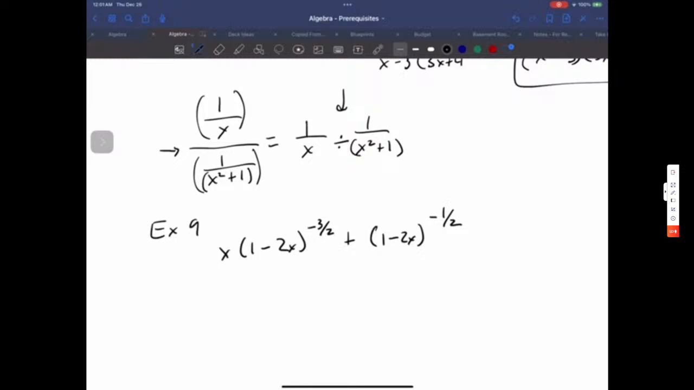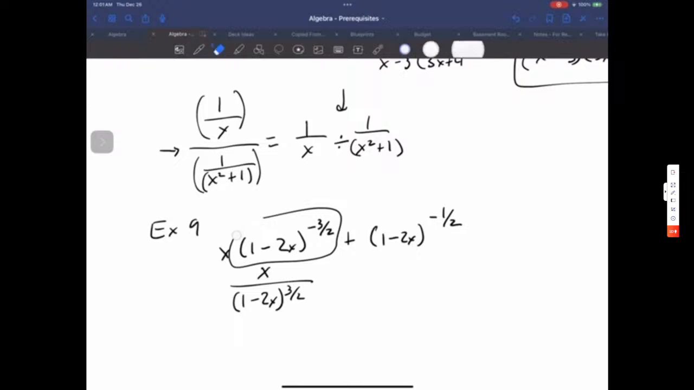So if we rewrite this, the first step is x divided by this guy without the negative sign. So we have 1 minus 2x, and that whole thing is to the 3/2. That's how you would rewrite this guy. And then we're going to rewrite the second guy as just 1 divided by 1 minus 2x to the 1/2. Notice there's no negative signs now, so we've gotten rid of all the negative exponents by putting everything where it belongs.